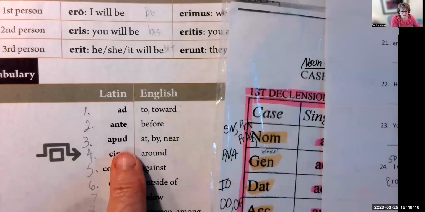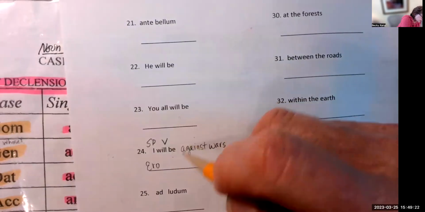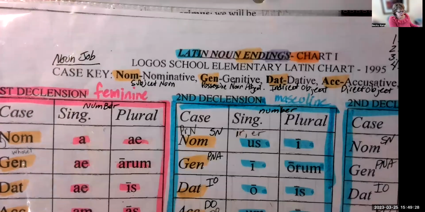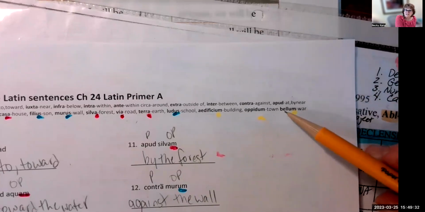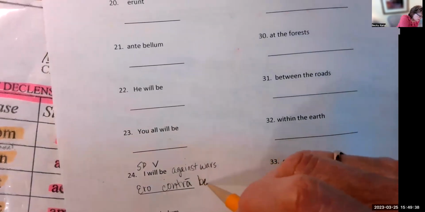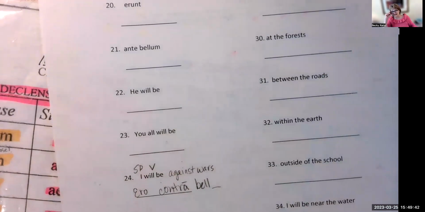Against. What is against? Do you remember? Against is contra with a macron. So write contra with a macron. And then do you remember the word for war? It's a new one that I gave you. Bellum, belly. The stem is B-E-L-L. That's what you need. Write your stem. B-E-L-L. Now you need an ending.